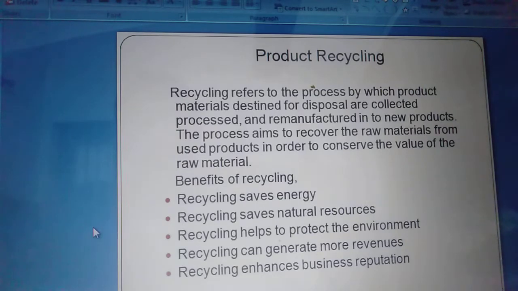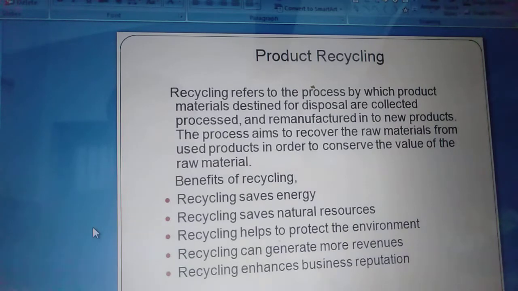So there are various benefits. They are as follows. Recycling saves energy. Making products from recycled material results in energy savings because more energy is required to extract, refine, transport and process raw materials to the desired shape, size and finish. Overall, recycling saves energy, time and money in making products.